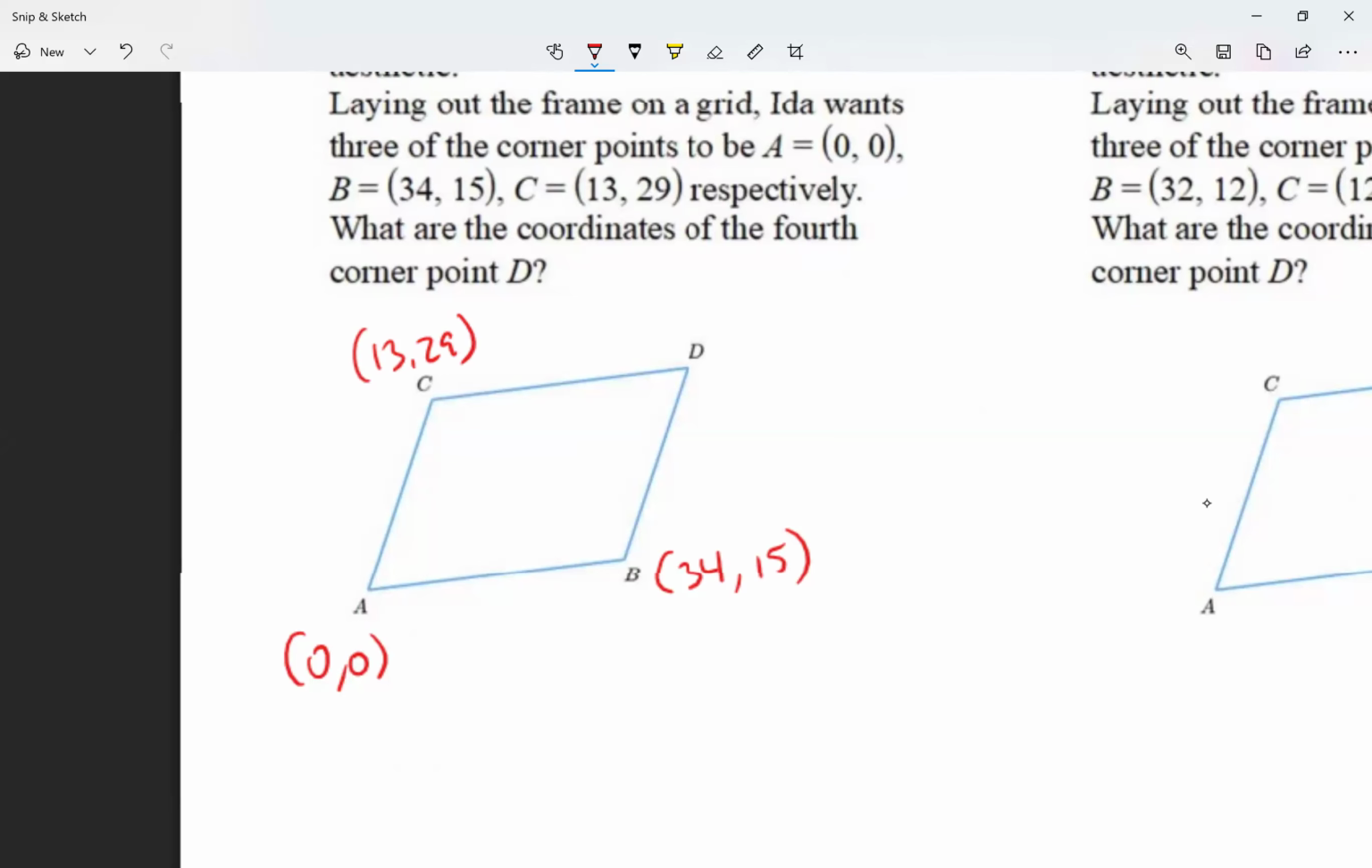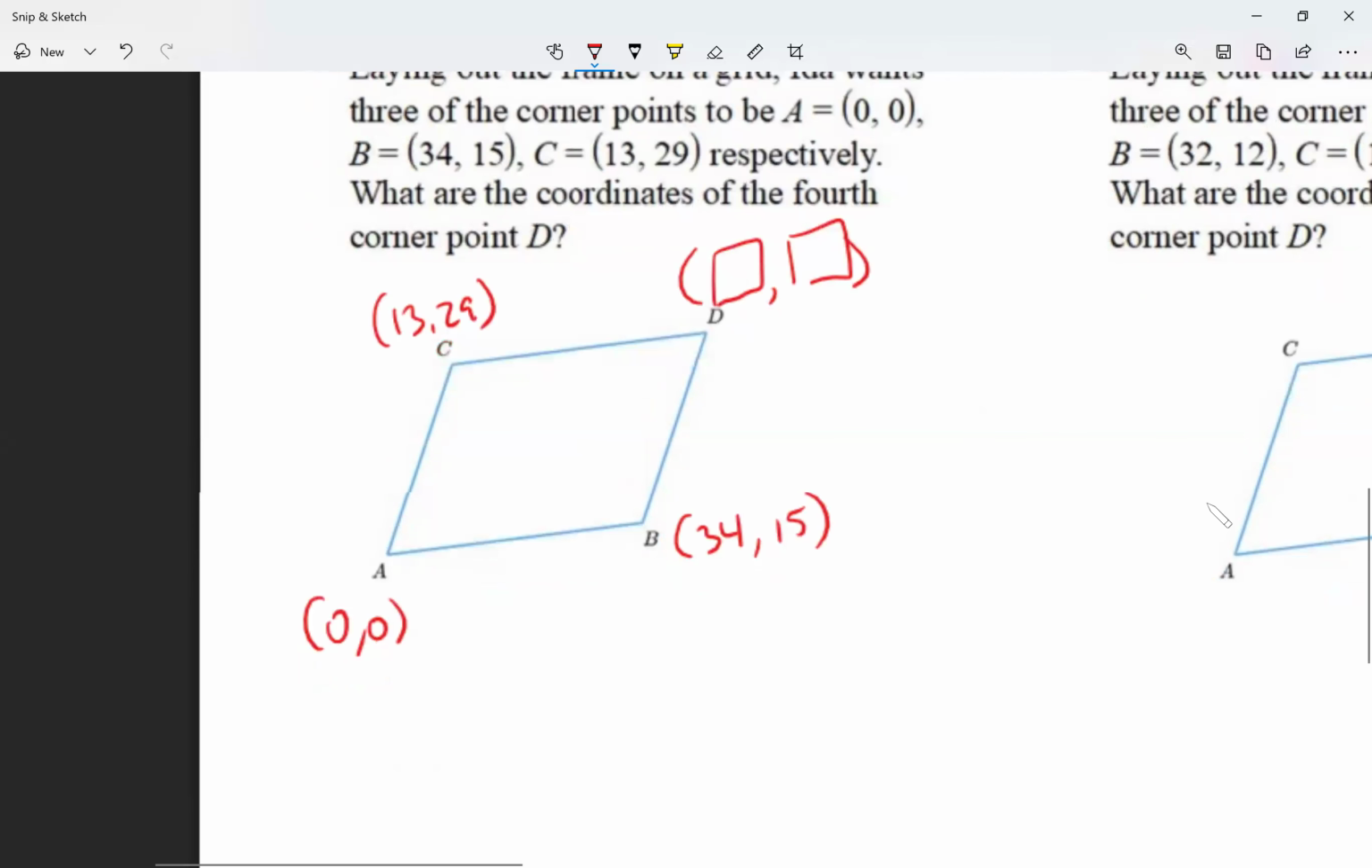What are the coordinates of the fourth corner point D? So we're solving for the coordinates of point D. When I'm doing my homework, I'm going to see parentheses with a comma in between, and I have to put in an X value and a Y value. How am I going to work this out?